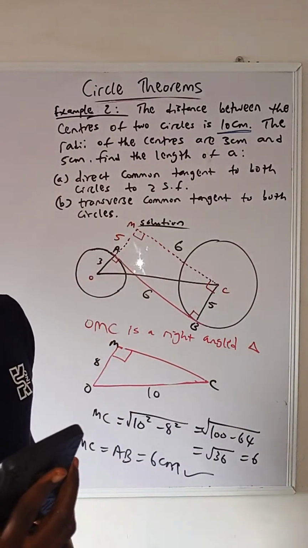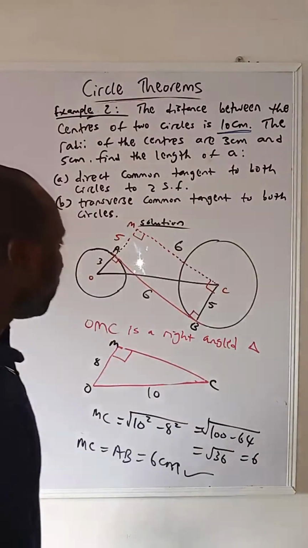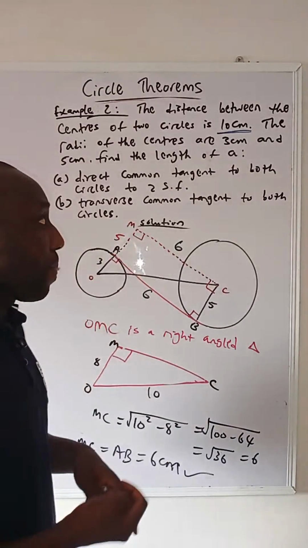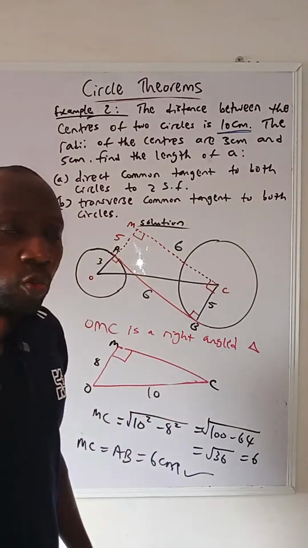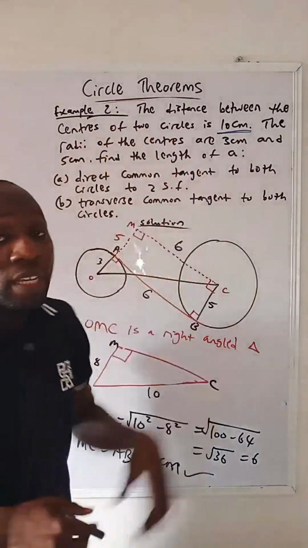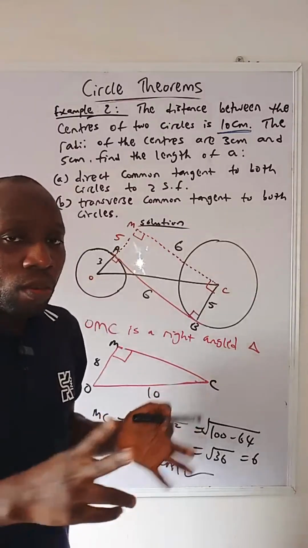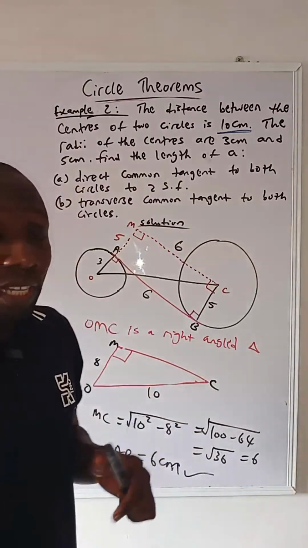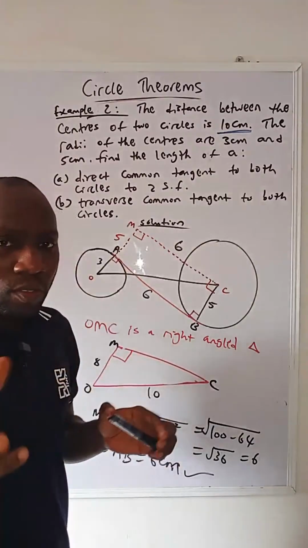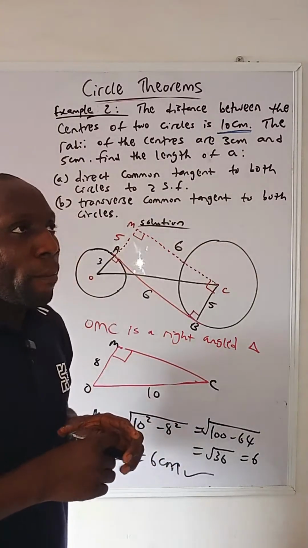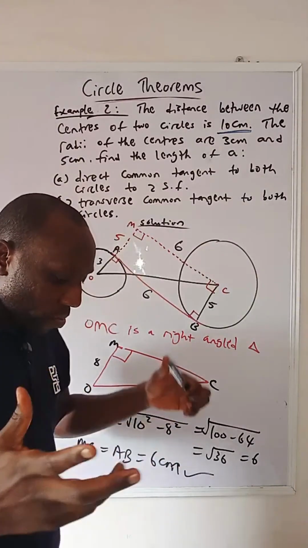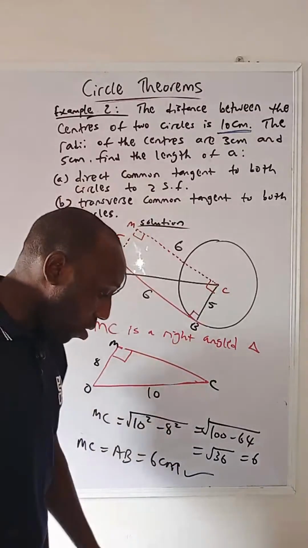Okay, people, I want to appreciate all of you. But before I end this lesson, I want us to solve one or two questions, but it's not going to be based off of what we have done so far. It's not going to be based off of direct or transverse common tangent. I just picked about two or three random questions. If we do one or two and we have to go, then I will just call it equal.